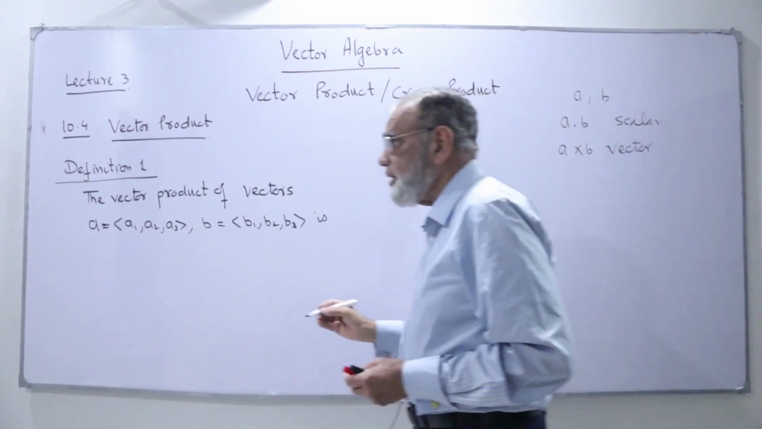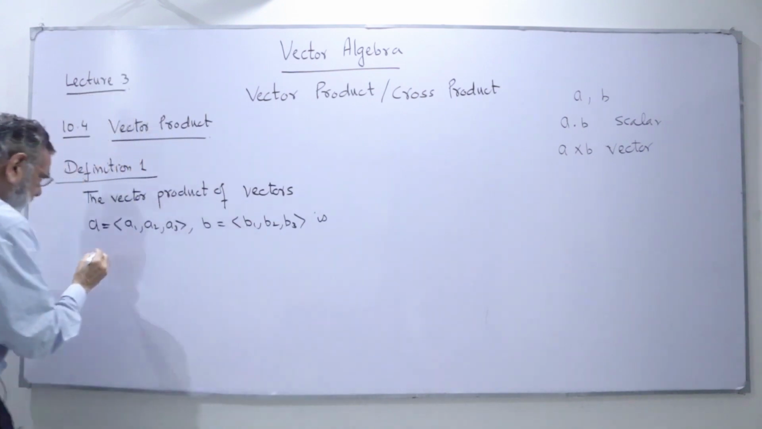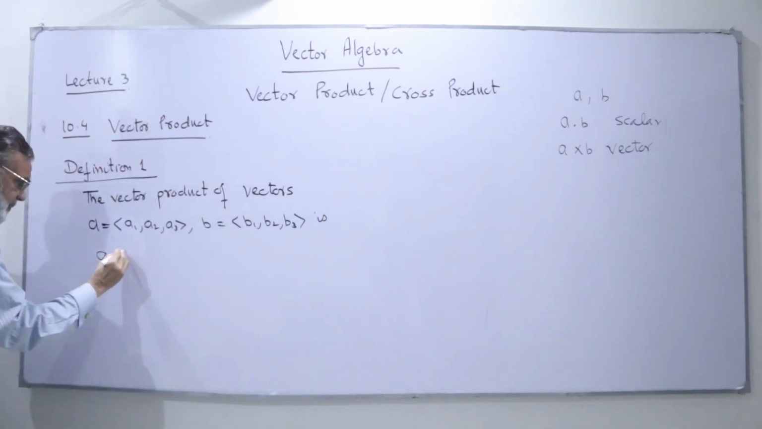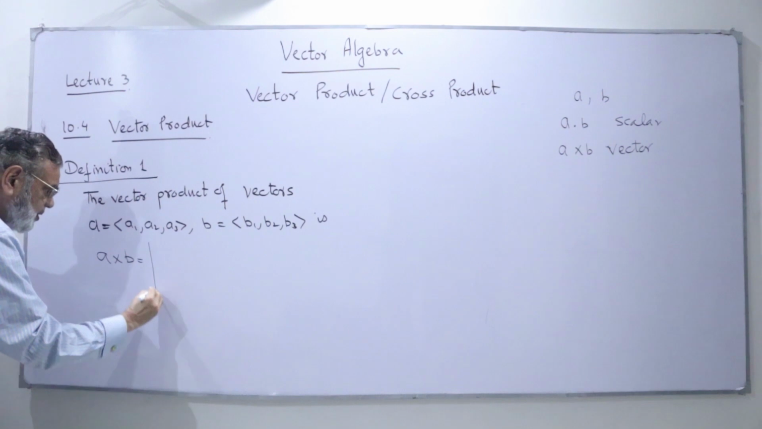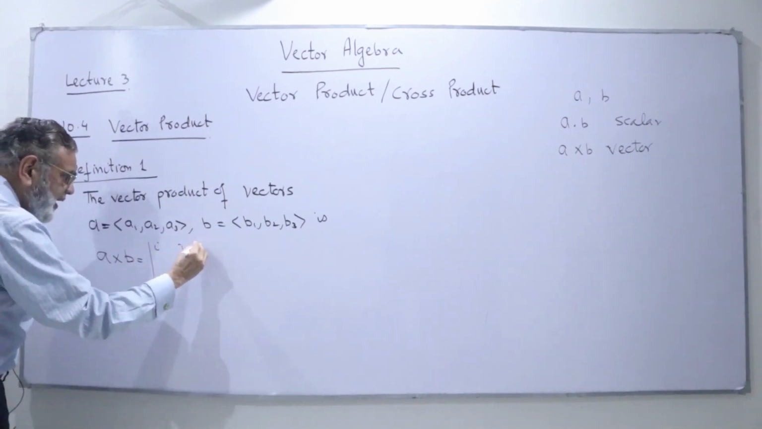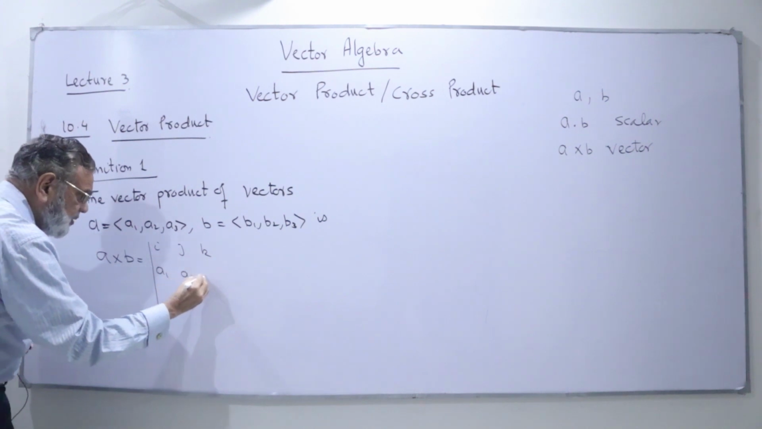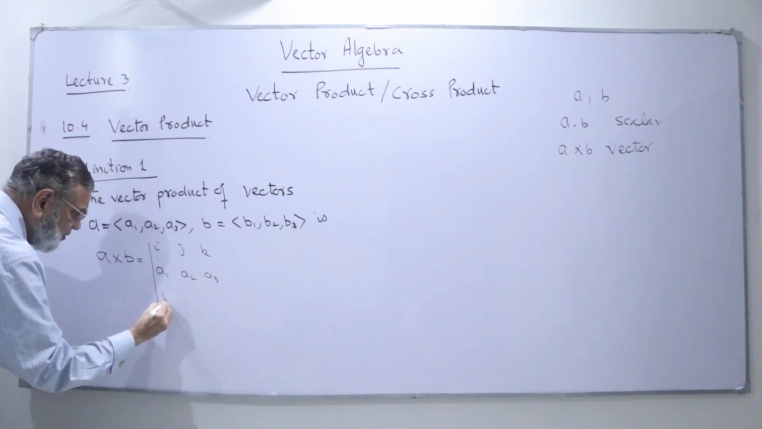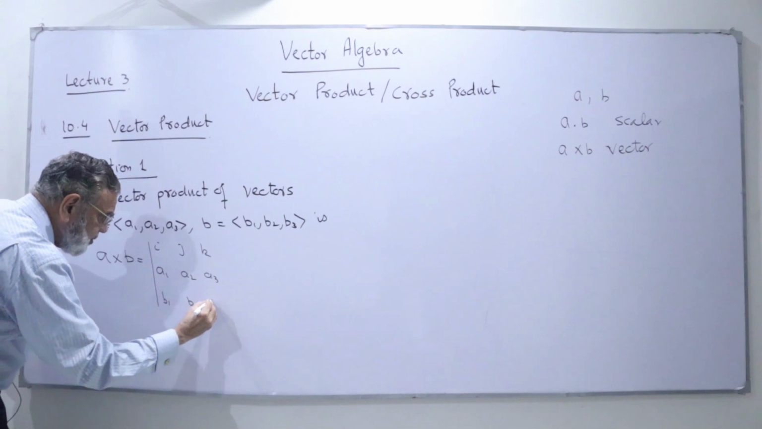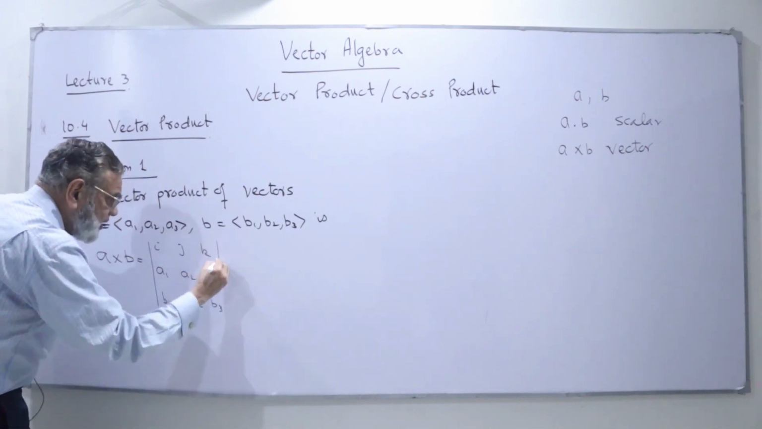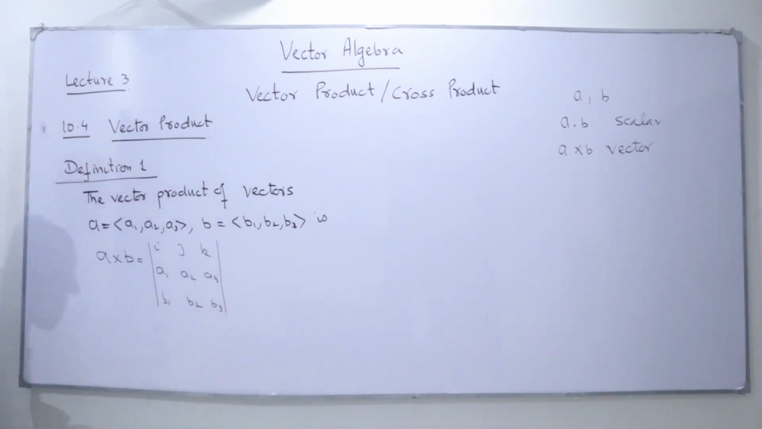Now I define this: we have these two vectors A and B. I define A cross B as equal to the determinant with first row I, J, K. We have the components A1, A2, A3, and then B1, B2, and B3. So this is a determinant, and this determinant is going to define the cross product of two vectors.